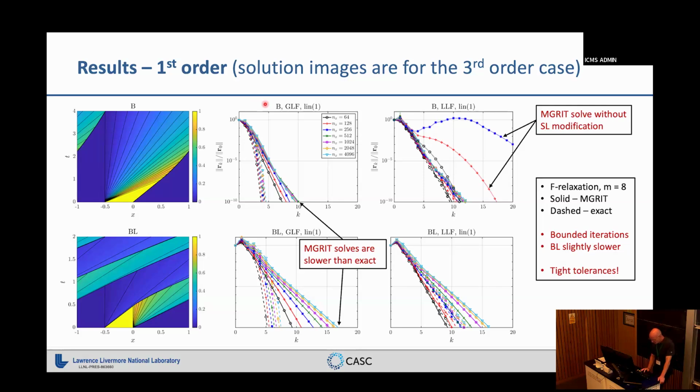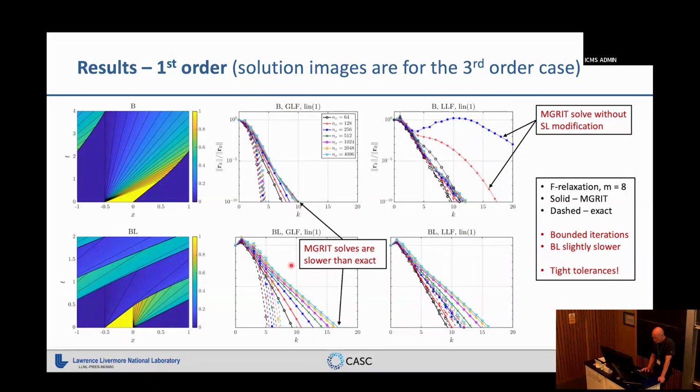In this slide, I've got the global Lax-Friedrichs case on the left and the local Lax-Friedrichs on the right. The thing to notice in all of this is that the iterations are bounded. When you do this weak scaling, they approach kind of a limit, which is what we want. Another thing is that the number of iterations for Buckley-Leverett is more than it is for inviscid Burgers.